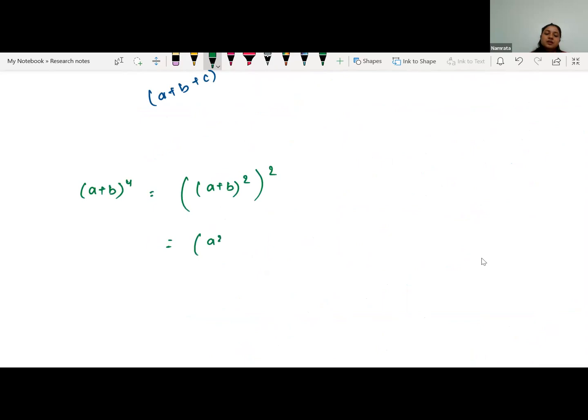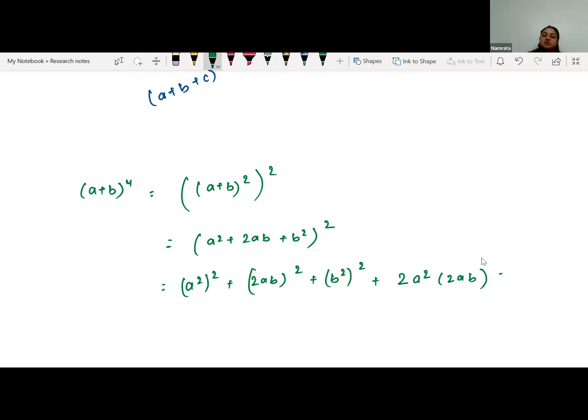That is a square plus 2ab plus b square. And that's whole square if we will do: first term square, the second term square, third term square, plus twice ab, plus 2bc, plus 2ca.